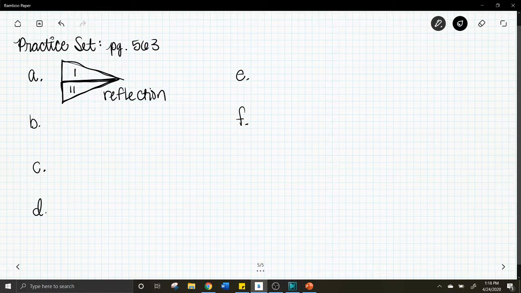Reflection. So it was sort of reflected over this line. So this line didn't really move, but the point was reflected like in a mirror. For letter B, we've got 2 triangles.